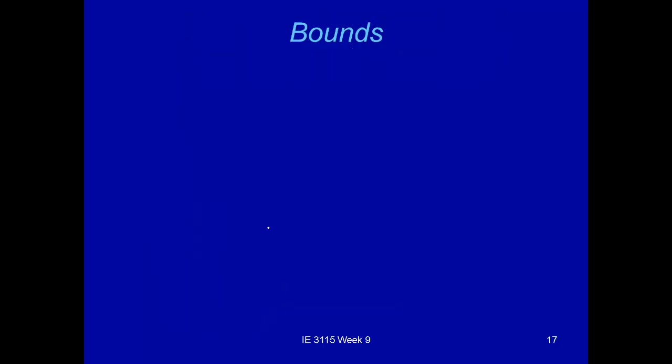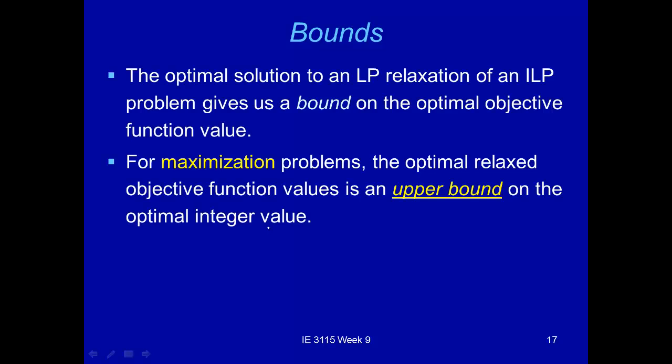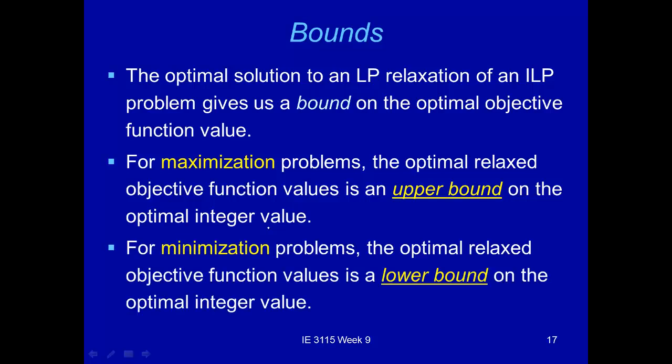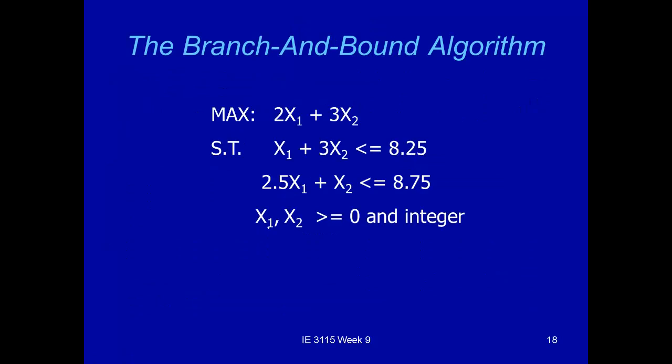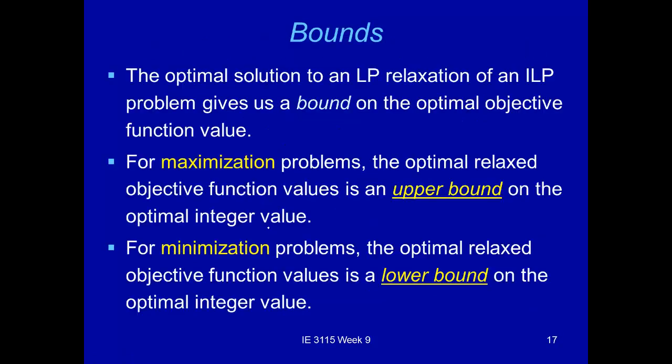So that's why we call it the LP relaxation's objective function value. It gives us the bound, the upper or lower limit. It's always better than the ILP's objective function value. So with this, we know we can simplify.